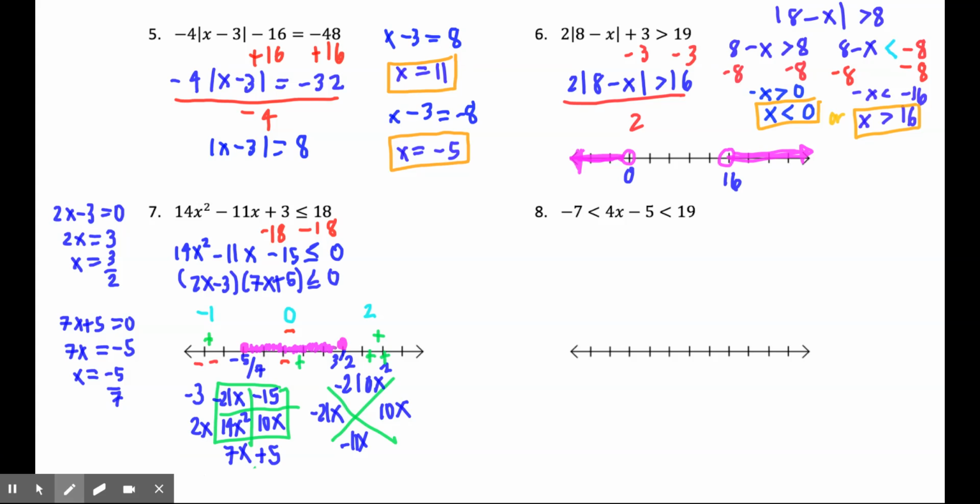And then that determines how you write your solution as an inequality. So since it's everything in between -5/7 and 3/2, then your answer is x is in between -5/7 and 3/2, and including those numbers, so equal to because of the equal to. And that's your answer.